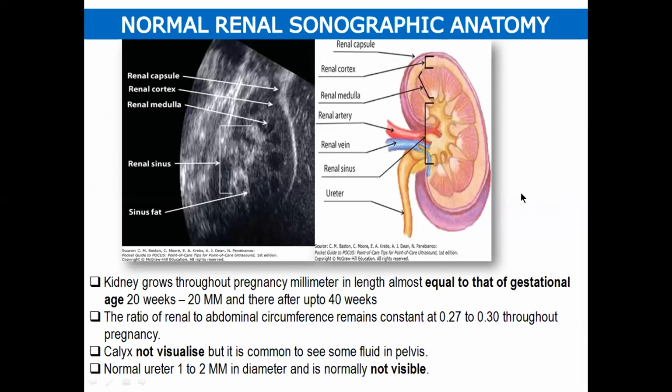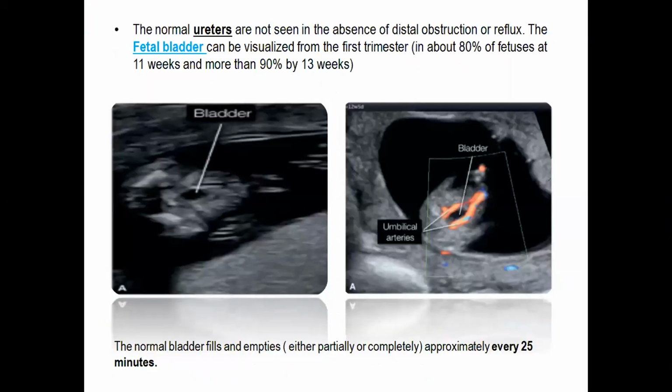The kidney grows throughout the pregnancy, and there is a rule of thumb: the length in millimeters is almost equal to the gestational age in weeks, from 20 weeks onward. So at 20 weeks the kidney length is 20 mm, and thereafter it grows 1.1 mm every week till 40 weeks. The ratio of renal to abdominal circumference remains constant, 0.27 to 0.30, throughout the pregnancy. The calyces are not visualized, but it is usual to see some fluid in the pelvis. The normal ureters are not seen unless they are dilated.